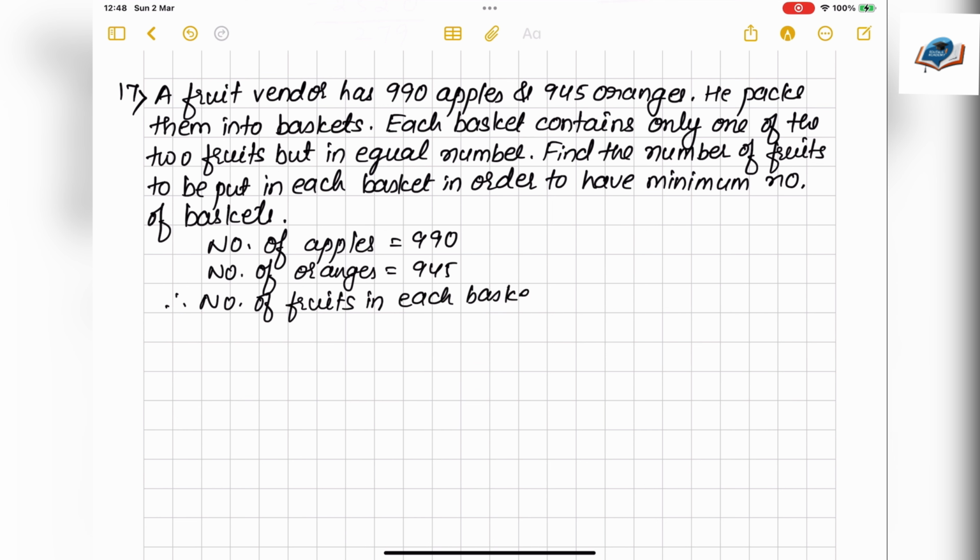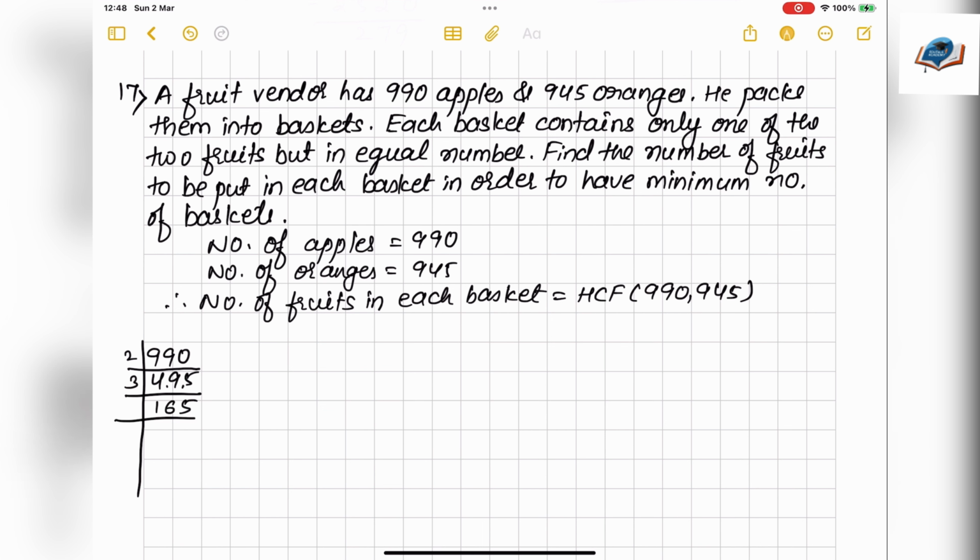Therefore, number of fruits in each basket will be equal to HCF of 990, 945. So if I find HCF of 990 or prime factorization of 990 first, so 2, 495, then with 3, 3 ones are 3, 3 sixes are 18, 1 5s are. Again with 3, 3 5s are 15, 1 3 5s are 5, 11, 11, 1. So 990 equal to 2 into 3 square into 5 into 11.